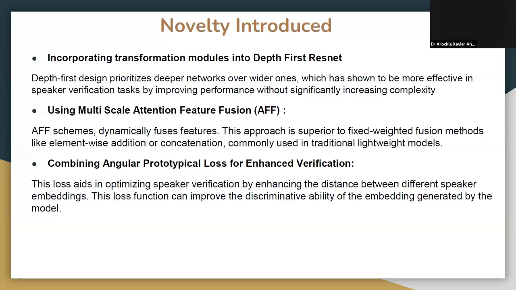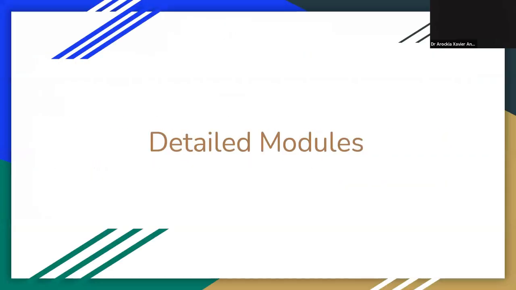traditional lightweight models. Most of all, the model is built combining angular prototypical loss for enhanced verification. This loss aids in optimizing speaker verification by enhancing the distance between the speaker embeddings. The different speaker embeddings are captured at this point. This loss function can improve the discriminative ability of the embeddings generated by the model on its own.